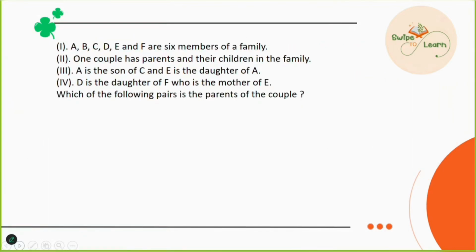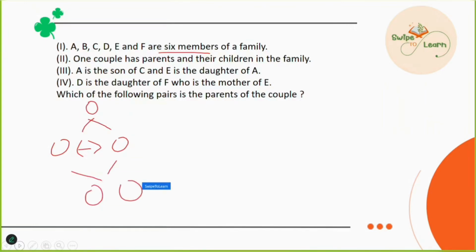So again, there are 6 members in the family and one couple has parents and their children in the family. Okay, there is one couple. So a couple will generally be indicated with a double arrow. So there is one couple and either of them has a parent, and they also have children.